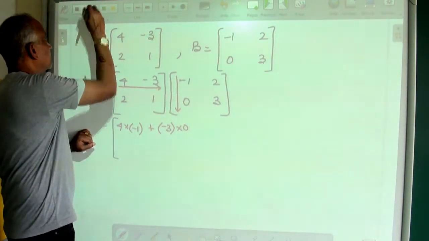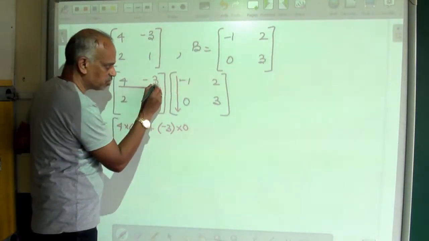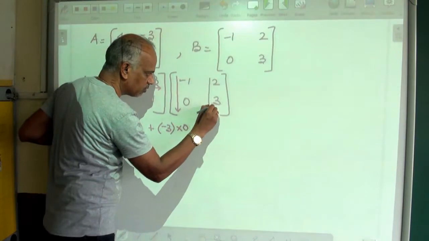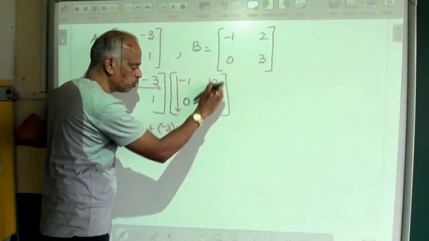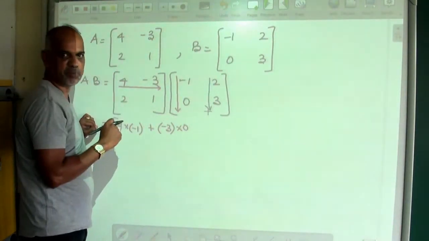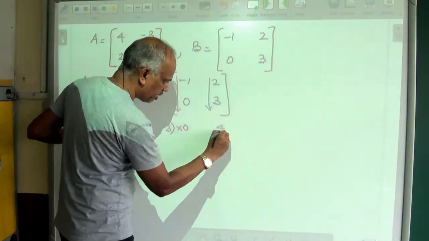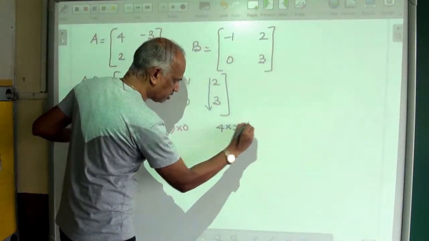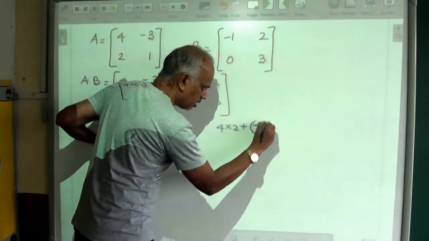Next. First row with second column. So this is the first row with second column now. That means you have to multiply 4 with 2 and minus 3 with 3. And in between you have to put a plus sign. So 4 with 2, 4 into 2 plus minus 3 with 3, into 3.